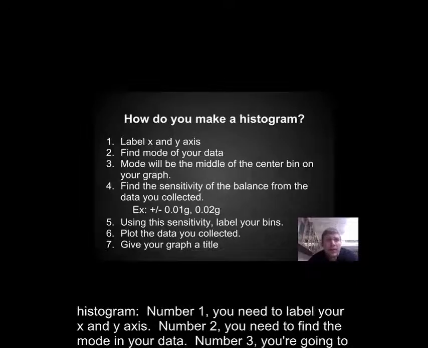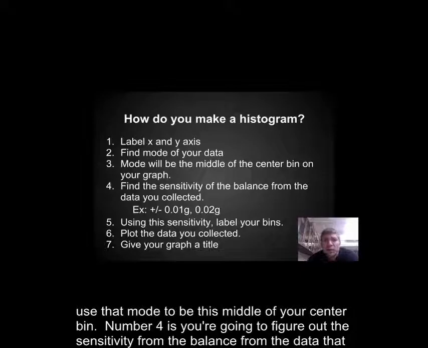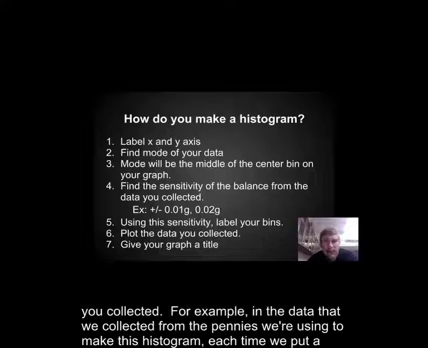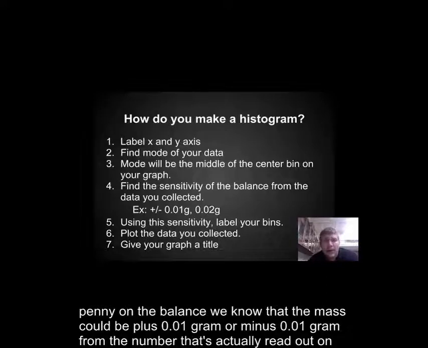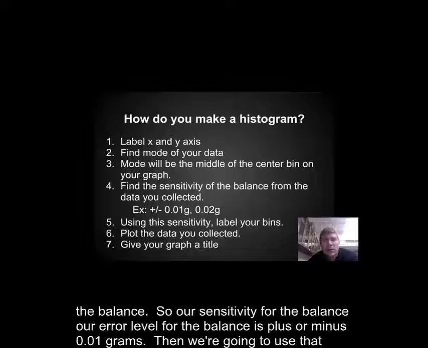So the steps to make a histogram: number one, you need to label your X and Y axis. Number two, you need to find the mode in your data. Number three, you're going to use that mode to be the middle of your center bin. Number four is you're going to figure out the sensitivity from the balance from the data that you collected. For example, in the data that we collected from the pennies, each time we put a penny on the balance, we know that the mass could be plus 0.01 gram or minus 0.01 gram from the number that's actually read out on the balance. So our sensitivity for the balance, our error level for the balance, is plus or minus 0.01 grams.